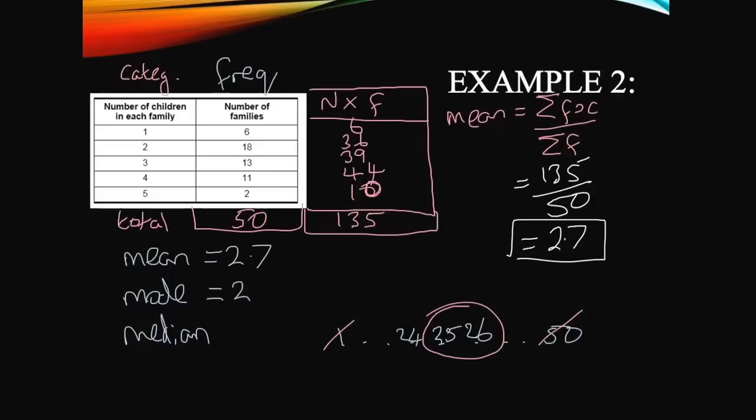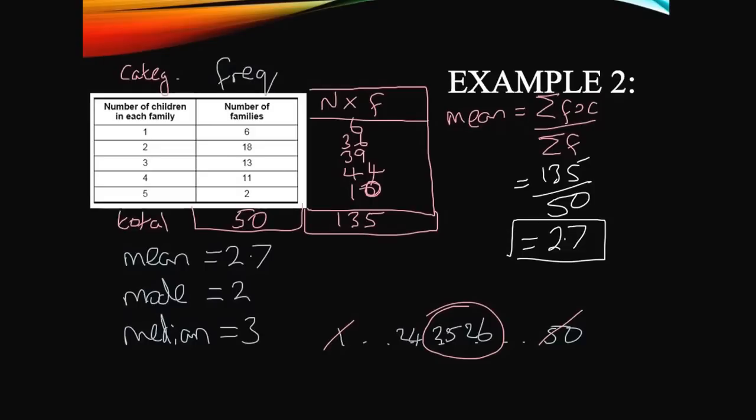Now what I need to do is find where those values lie on my categories. So if we have a quick look, then we have 4, 6, and then 24, and then the 25th and 26th would lie here. So this is where the 25th and 26th value would appear, in this box here. So that means that the median is 3.